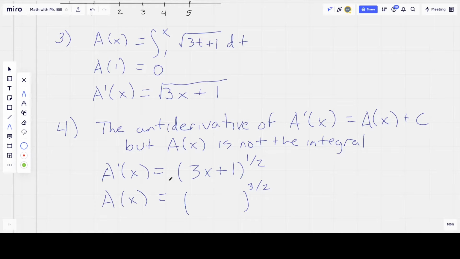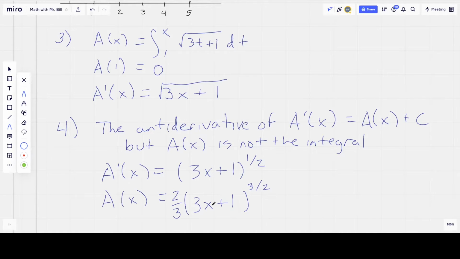And if you look at the derivative, we don't have a 3/2 out there. So there must have been a 2/3 in front of our original function in order to get rid of that 3/2. That would be the outside part. And then we've got this inside part we've got to deal with.